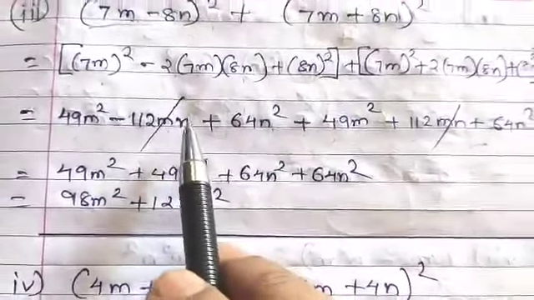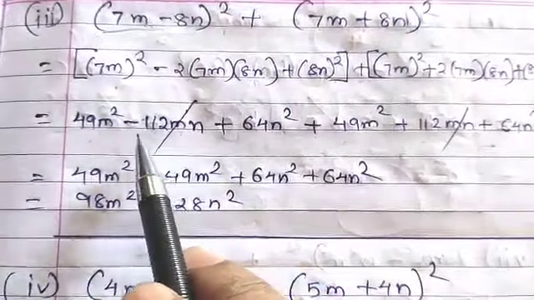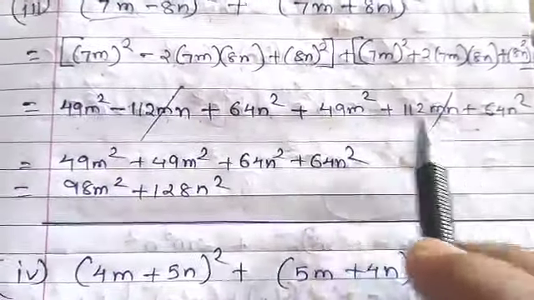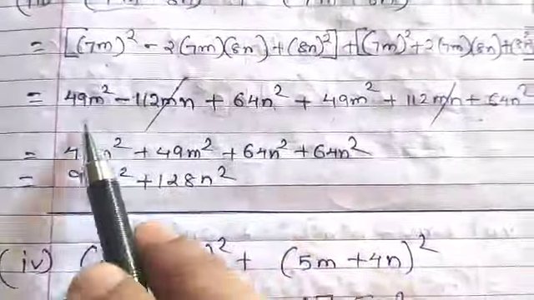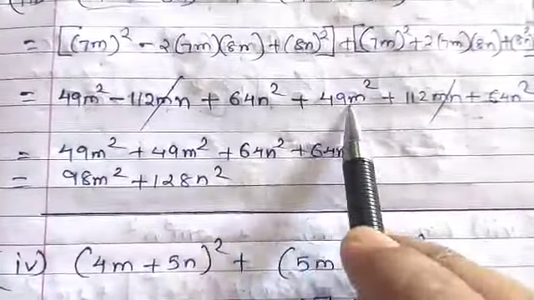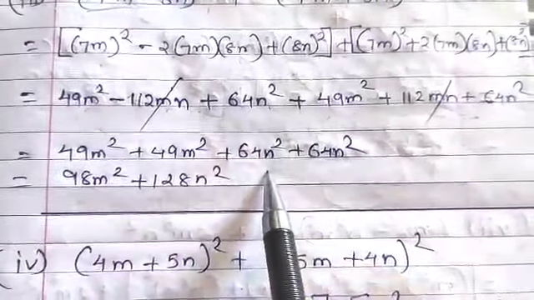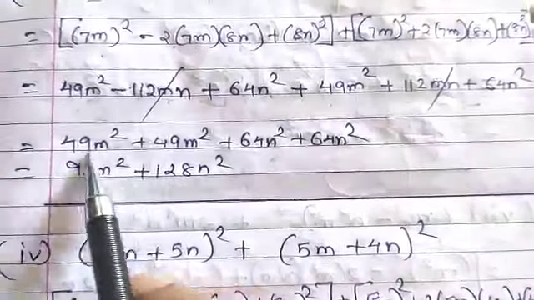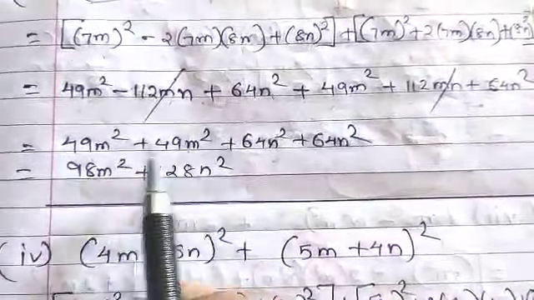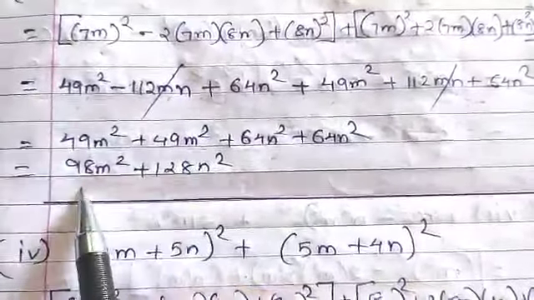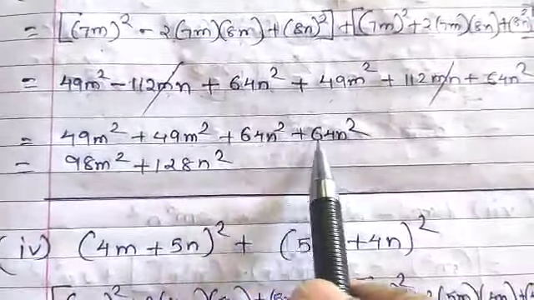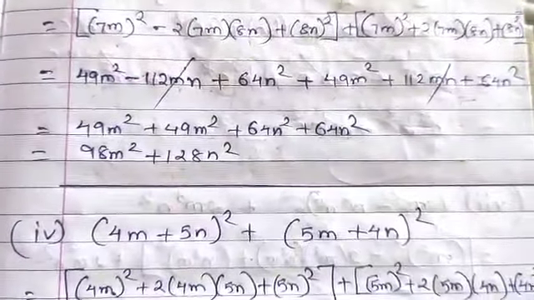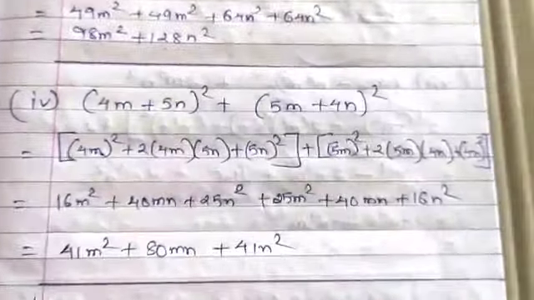Now dear student, see if anything is possible to cancel. Yes, here negative 112mn and positive 112mn, so positive and negative will get cancelled. Now write down 49m² as it is, this 49m² as it is, 64n² and 64n². So 49m² and 49m², that is common variable, you have to add. So it will become 98m², and 64n² and 64n² will become 128n². You have to add the terms of common variable. Now let us see the next one.